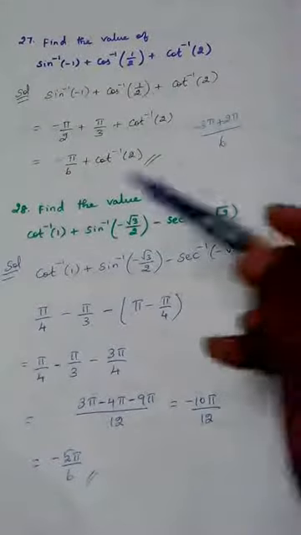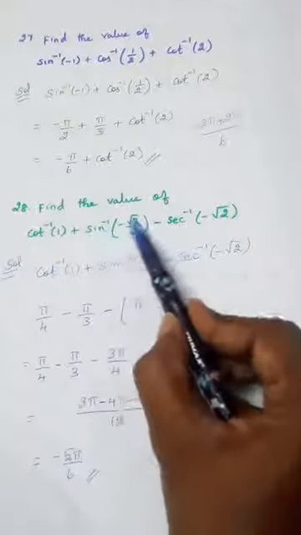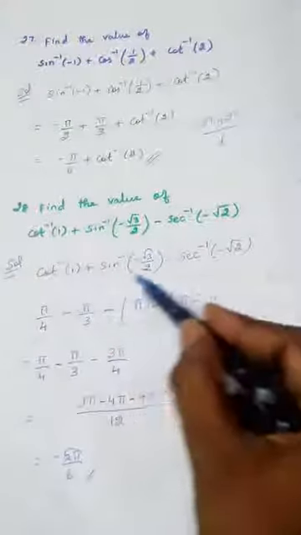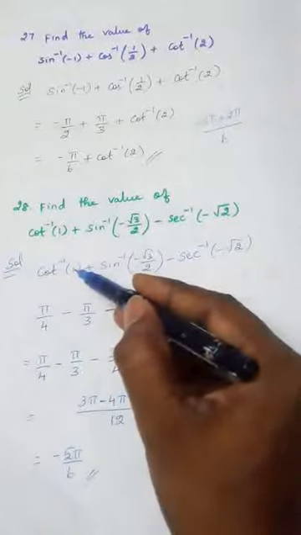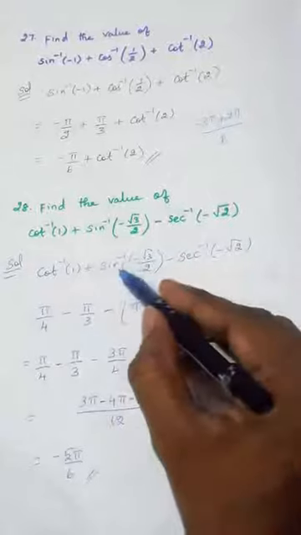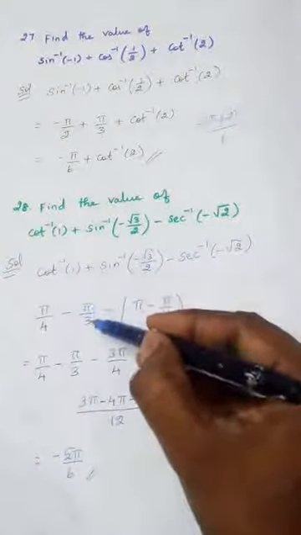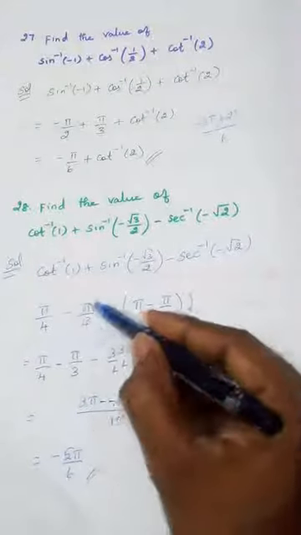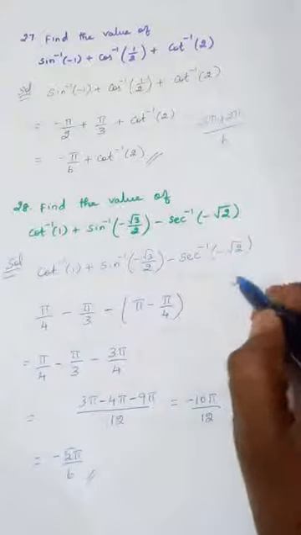Problem number 28. Find the value of similar kind of problem. Cot inverse 1, sine inverse minus root 3 by 2, secant inverse minus root 2. So the question is written, cot inverse 1. In cot table, when 1 will come means at 45 degree. So pi by 4. For sine inverse, when root 3 by 2 will come, 60 degree, pi by 3. Since minus sign is present here, put that minus symbol. Minus pi by 3. Minus of secant inverse root 2.